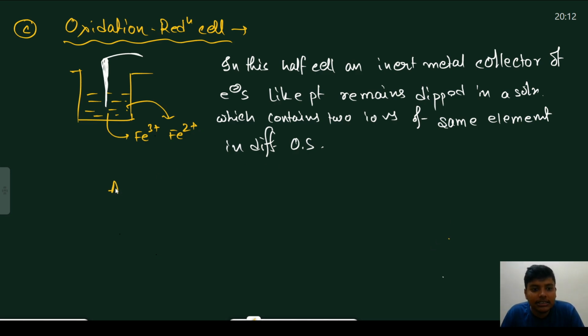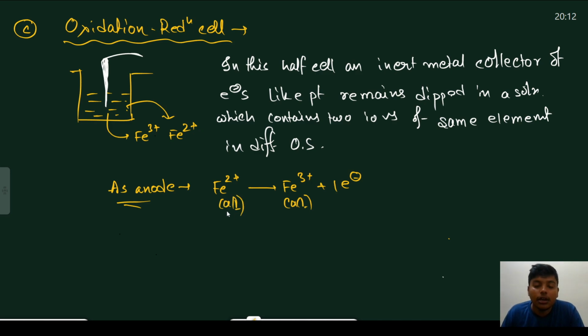So if you take this electrode as anode, what will be the reaction? Oxidation: Fe2+ to Fe3+ plus 1 electron. Remember, both are aqueous. You have to check both concentrations when you are using the Nernst equation and all.